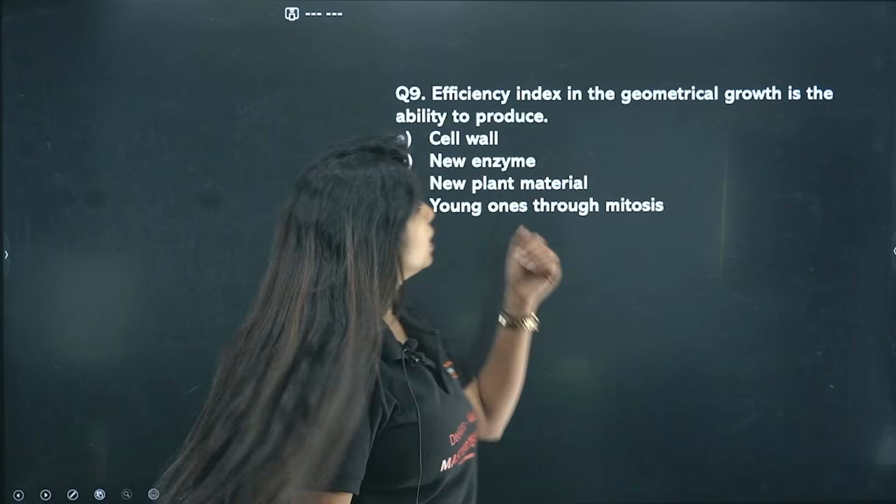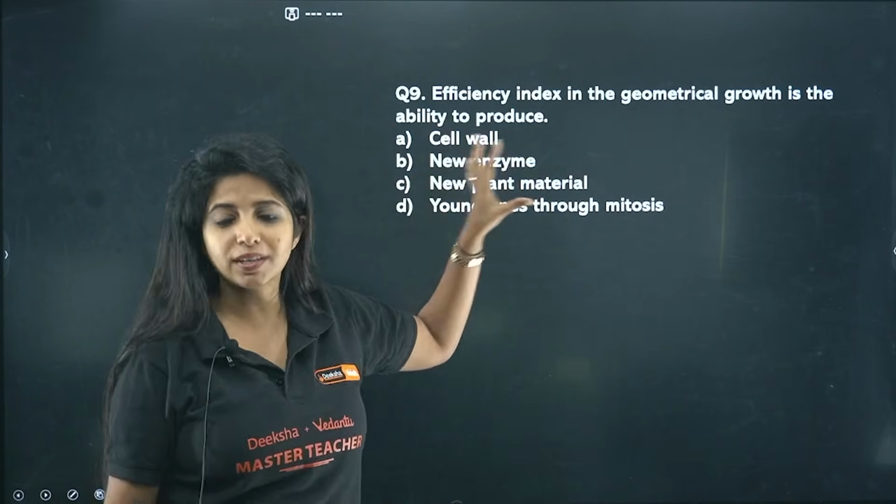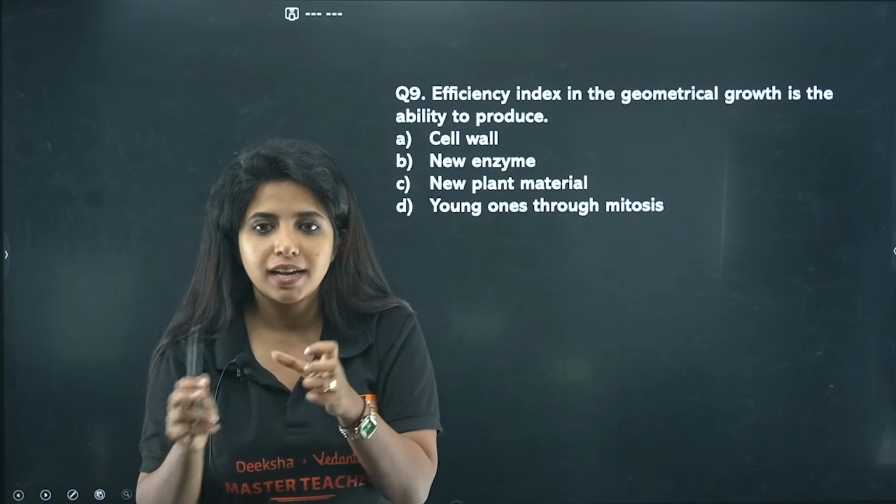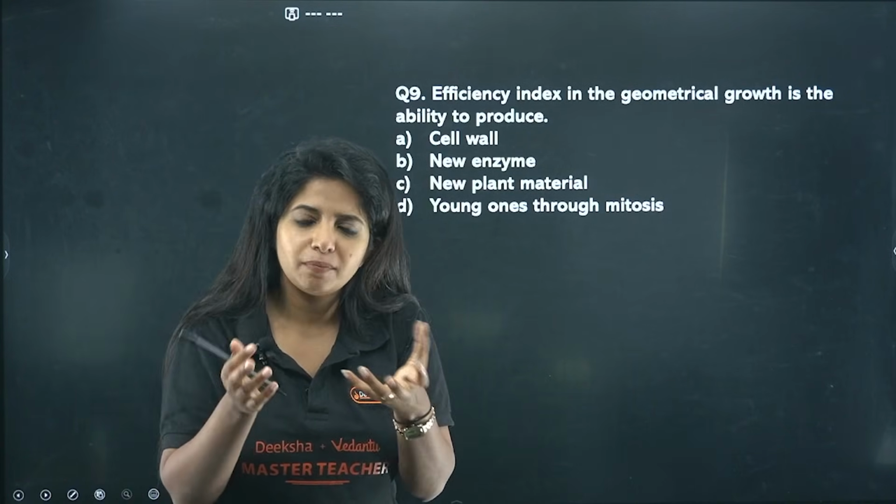So here it is written, is the ability to produce cell wall? No, cell wall has nothing to do with the growth. You're talking about growth over here. Cell wall formation happens, okay, but the cell is not dividing.